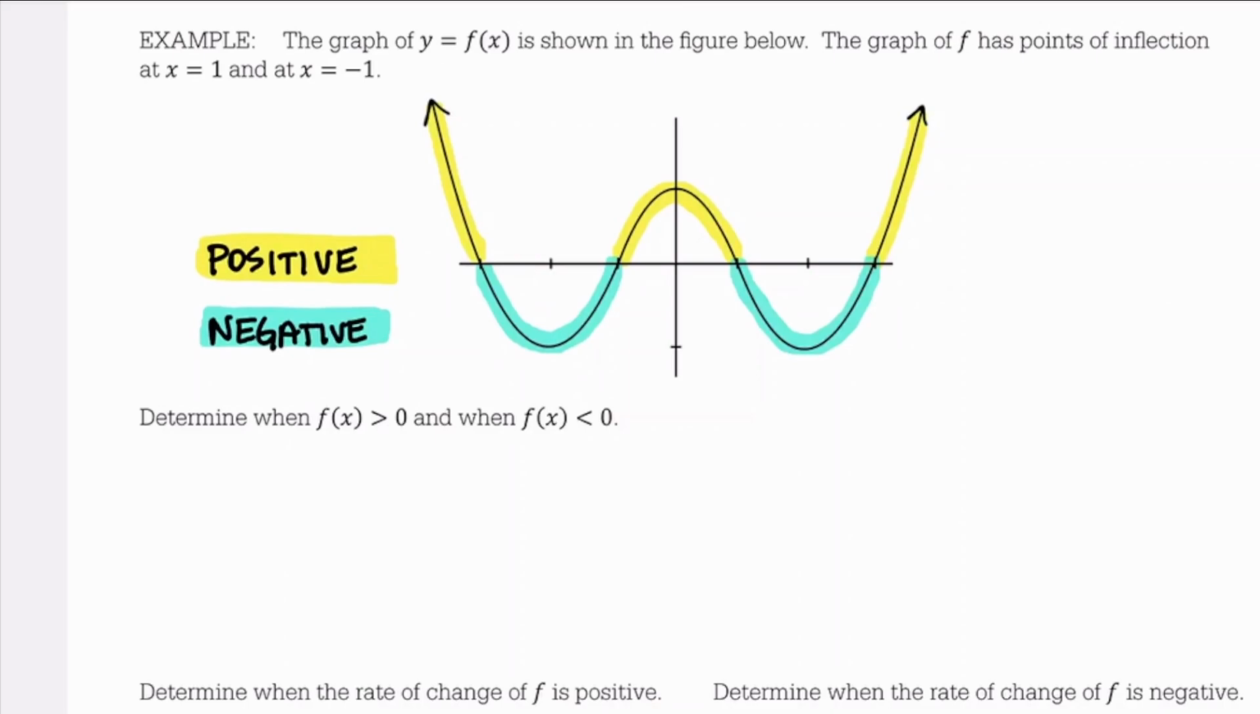I just went in with a highlighter and separated this graph out into places where the graph is above the x-axis and below the x-axis, where y is positive and where y is negative. So I'm just going to kind of backtrack those to the x's that got me there.